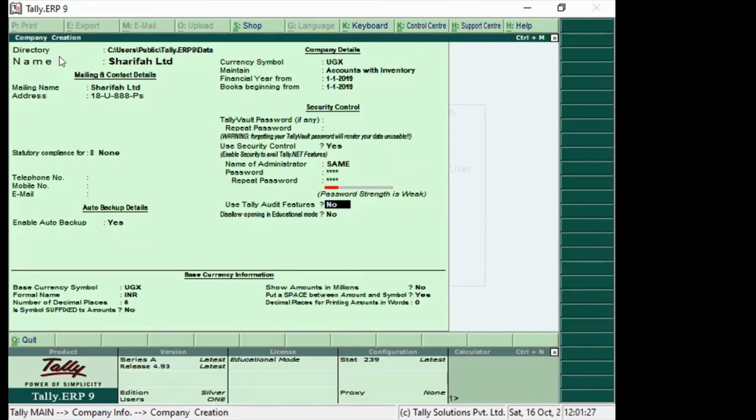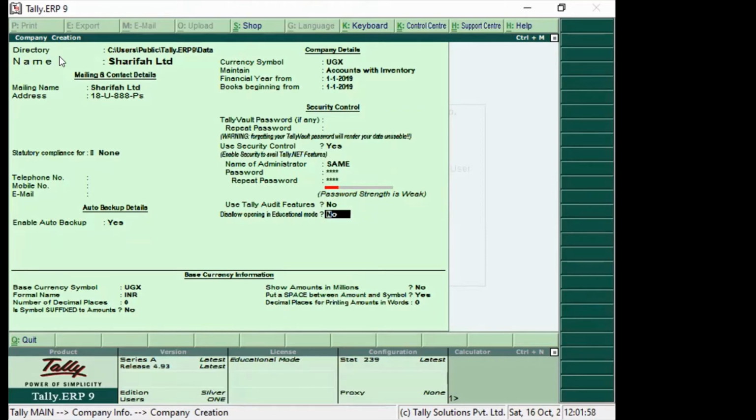Use Tally audit features. This one helps to track those people who play with the system. Maybe inventory is rising, they go and interchange. So when you allow audit features, the system will track those changes, and when they print a report, they will be able to know which figures were altered. At our exam, we can leave it. In practice, you can put yes.